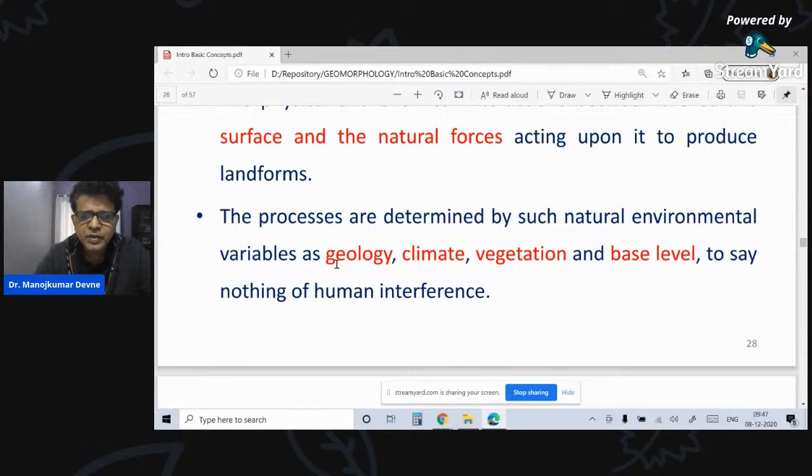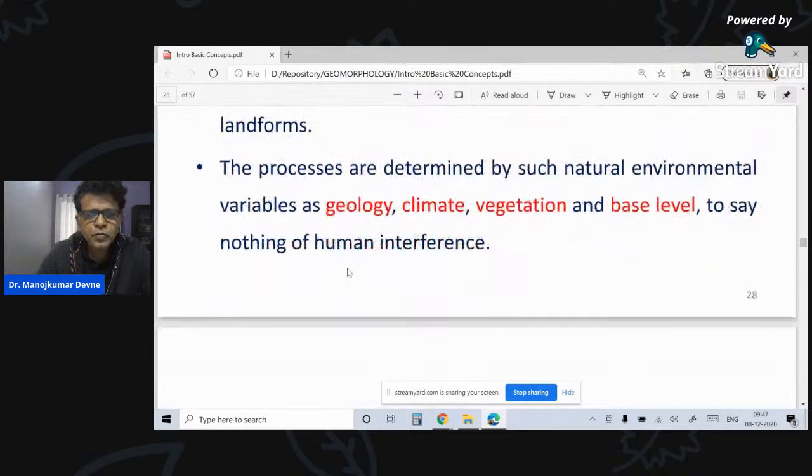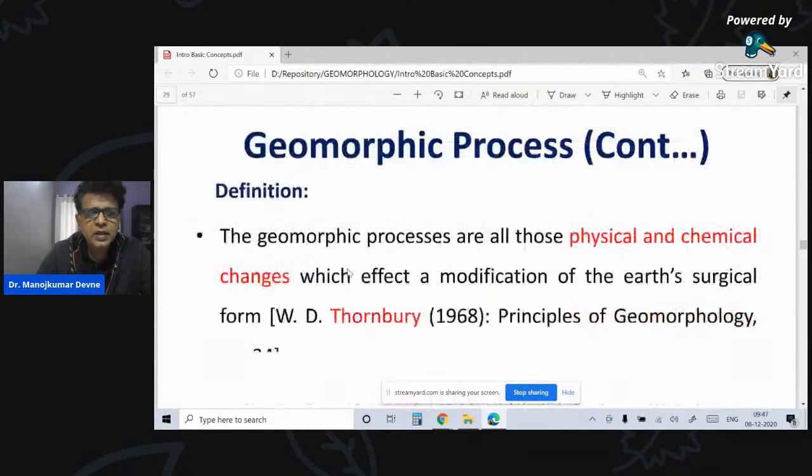And normally in a natural environment, there is no human interference, but nowadays we will see that there is a significant amount of human interference in the whole process.